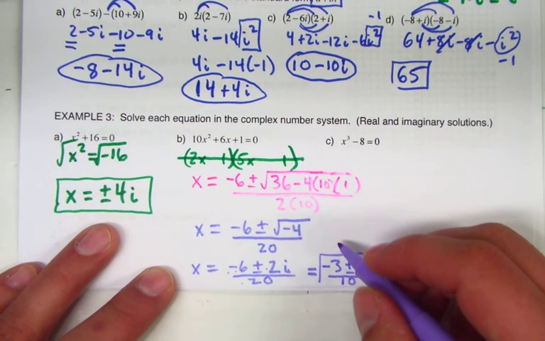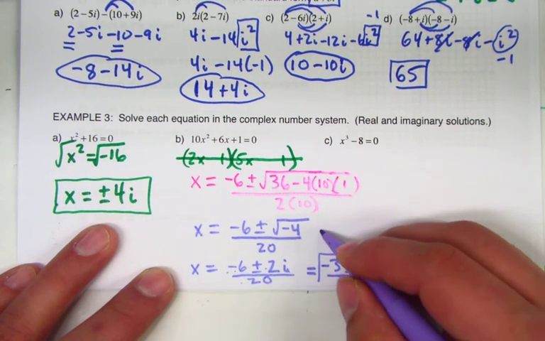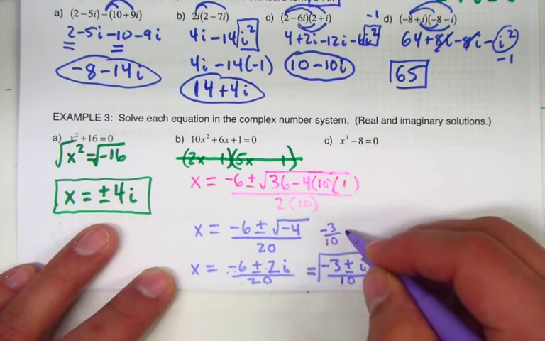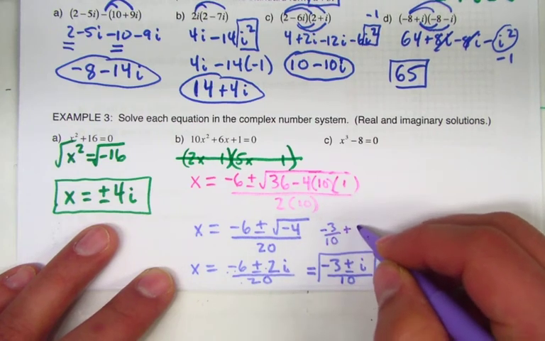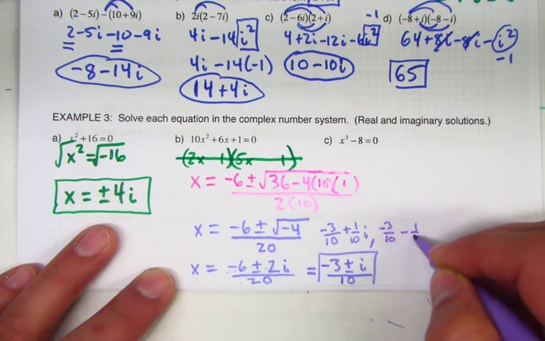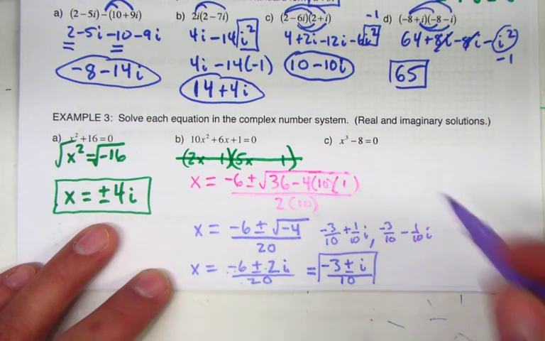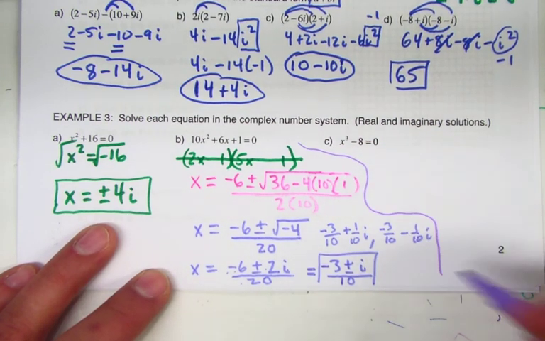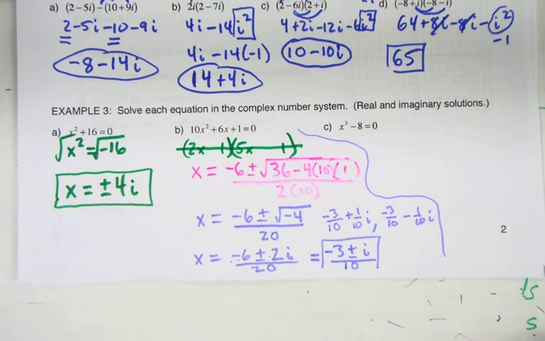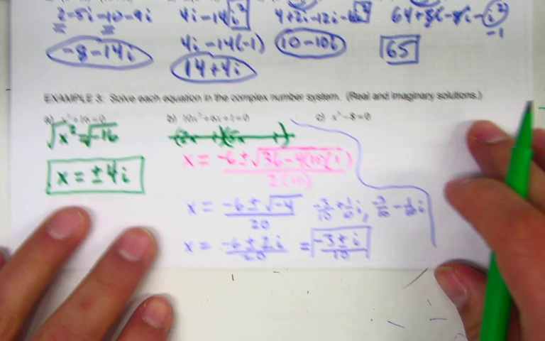You might, on MathXL or MATLAB, I mean, you might have to split your answers up into 2, so like negative 3/10 plus 1/10 i would be one answer, and then negative 3/10 minus 1/10 i would be the second answer if they ask you to split it up like that. Okay? All right. Now the second one is the difference of cubes.